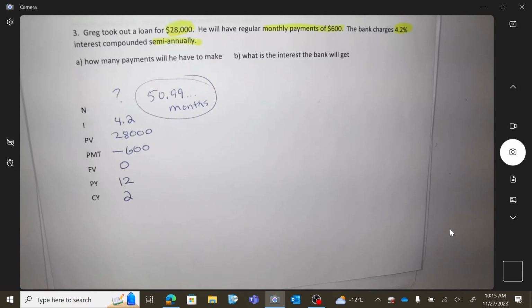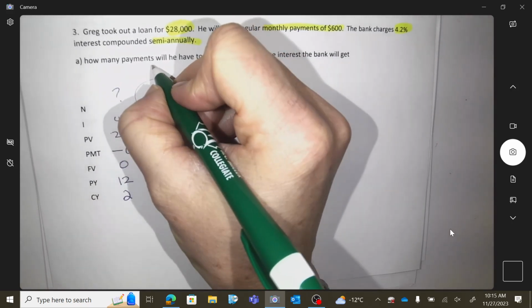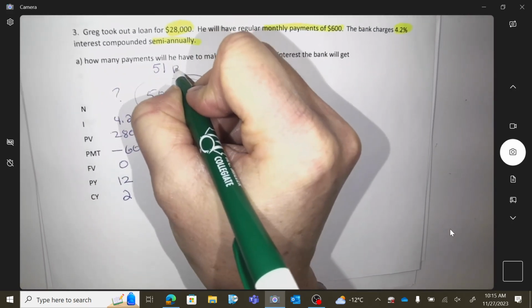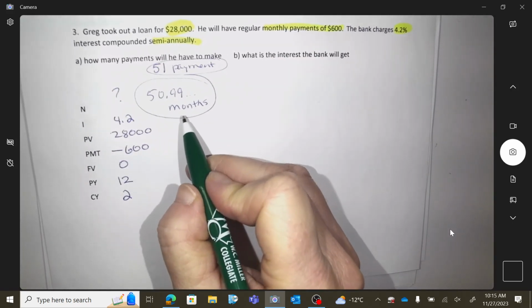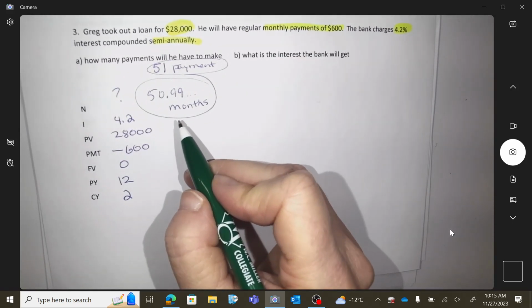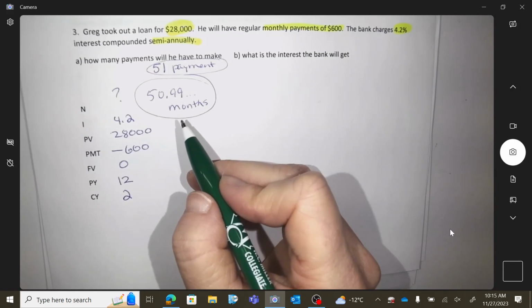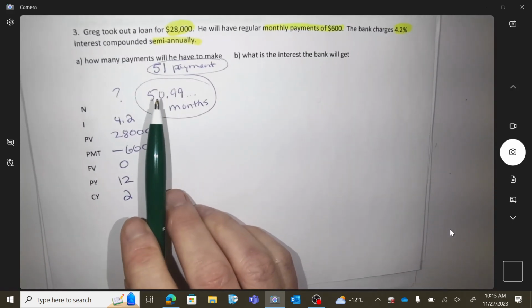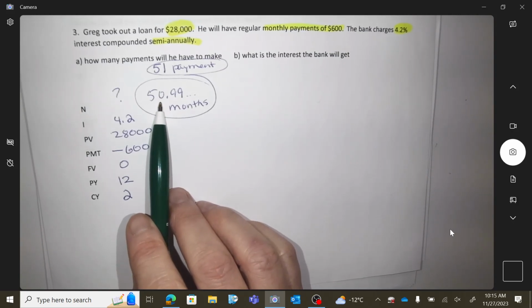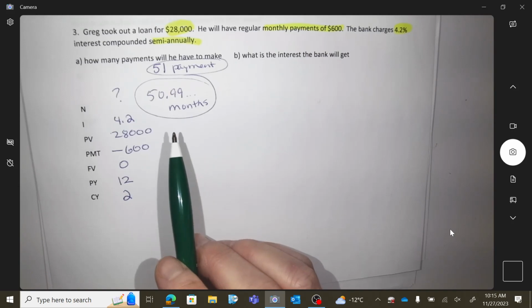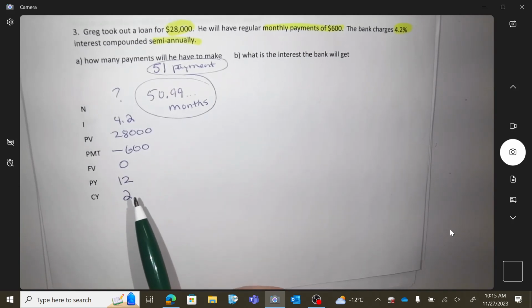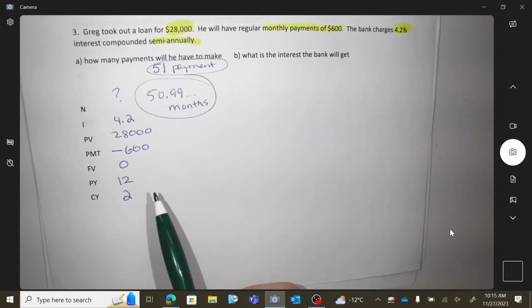Okay, are we matching? I'm getting a decimal, 50.99, something. So how many payments would we make? You always go up, no matter what. Even if that was 50.2, you still will have to make a 51st payment. What does this mean? It means you're doing 50 full payments plus one that's not the full $600. But you're always doing another payment.